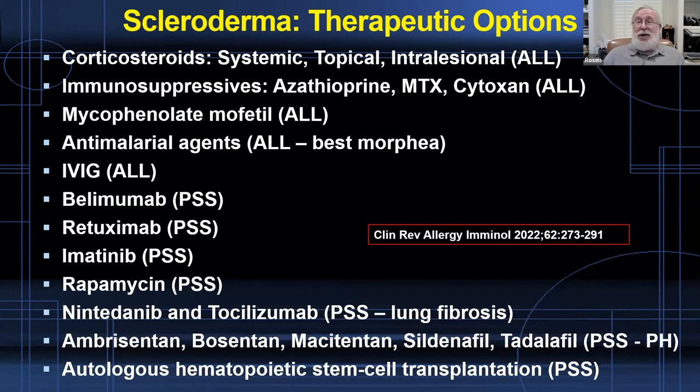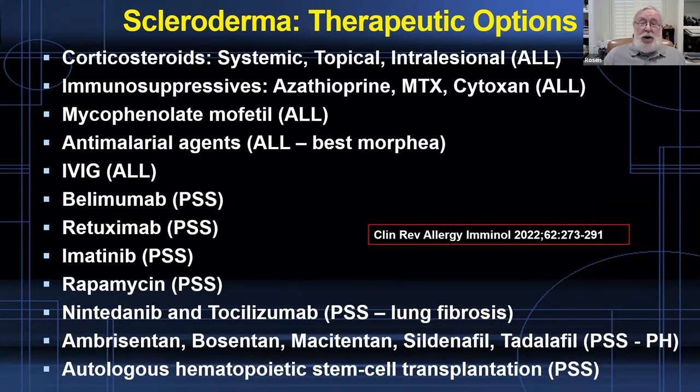Therapeutic options, again, there's a long list. There are some things that are really for progressive systemic sclerosis. There are some things that are best for morphea, like antimalarial agents are best for morphea. They don't do as much for systemic sclerosis. That usually is treated with steroids or immunosuppressives. Belimumab has been used, rituximab, imatinib have all been used. There are several agents towards the bottom of the list that are just for lung fibrosis. They kind of decrease existing and prevent future fibrosis. And there are several that are really for pulmonary hypertension. And then last but not least, kind of experimental, autologous hematopoietic stem cell transplantation. So lots of treatments.